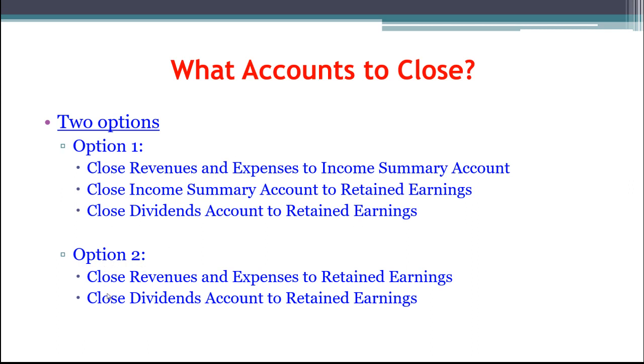Option two is that you just do everything straight to retained earnings. Close revenues and expenses to retained earnings, close dividends to retained earnings, and you're good to go.